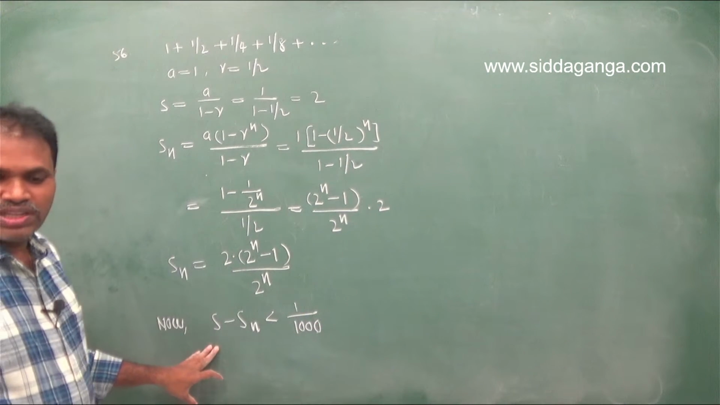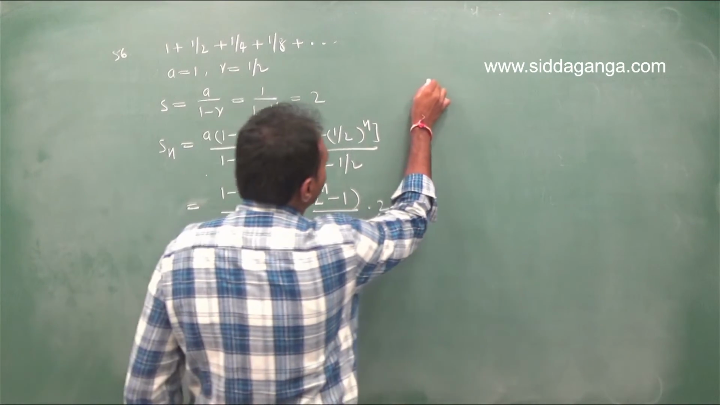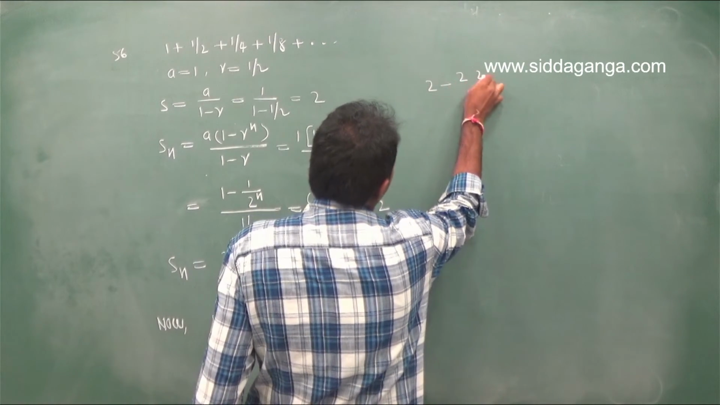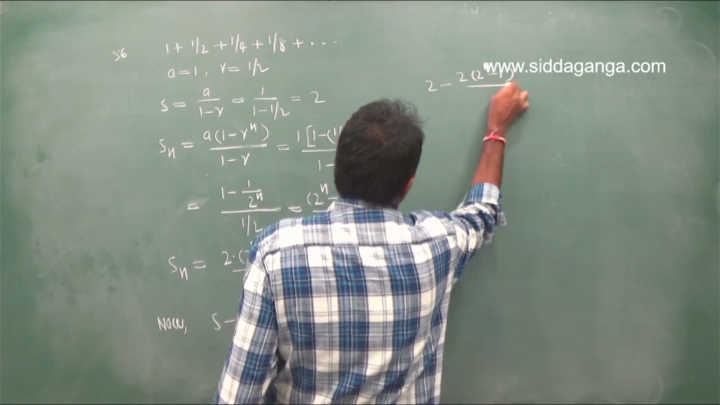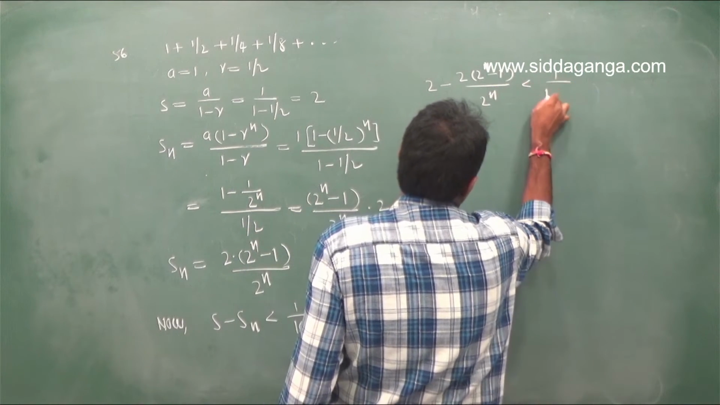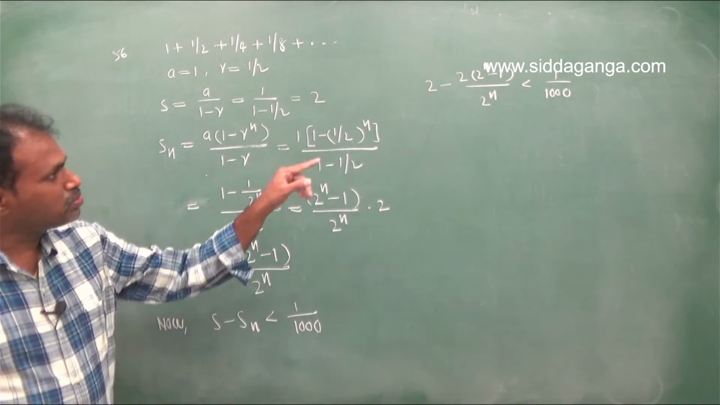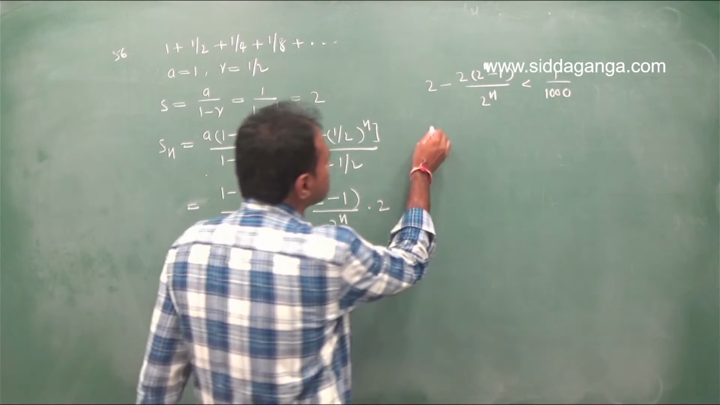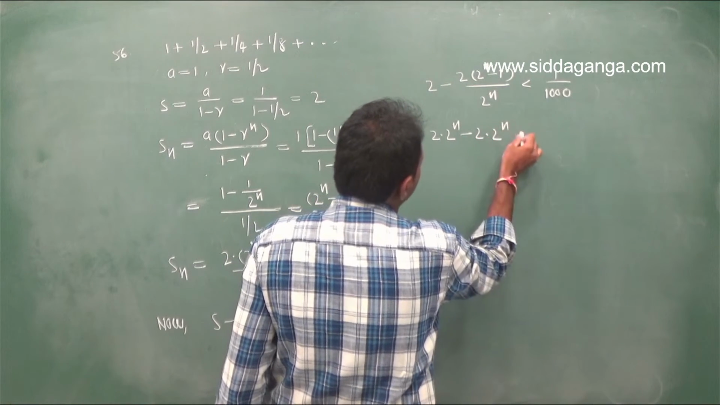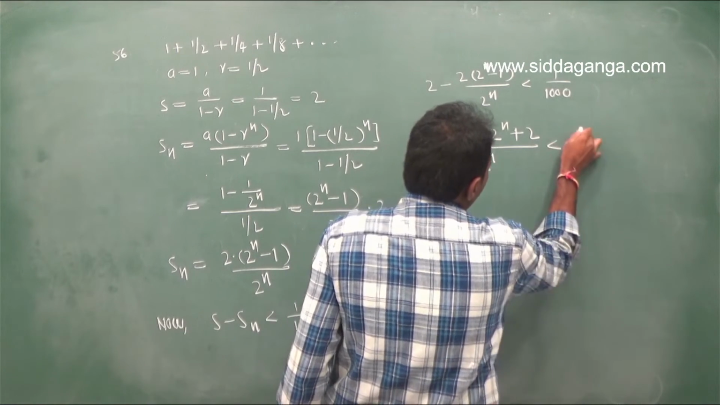S minus Sn is less than 1 by 1000, given. The value of S is 2. Sn is 2 into (2 power n minus 1) divided by 2 power n. So 2 minus Sn is less than 1 by 1000. Now take the LCM: 2 into 2 power n minus 2 into 2 power n, minus into minus plus 2, divided by 2 power n, is less than 1 by 1000.